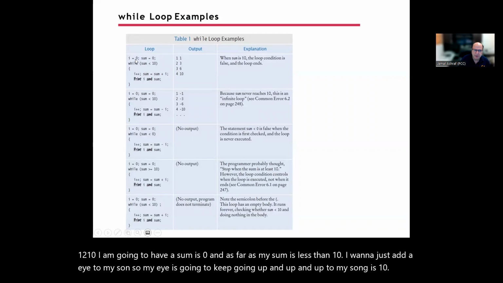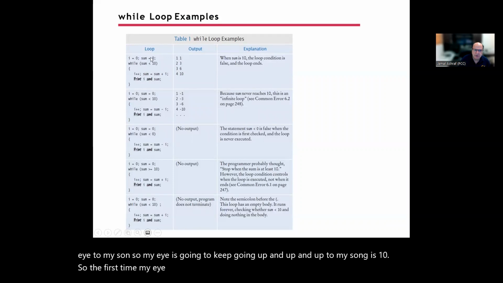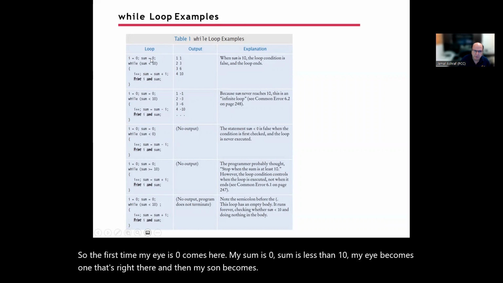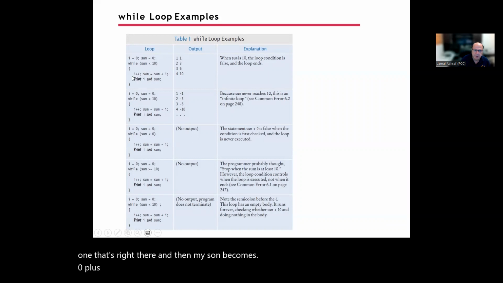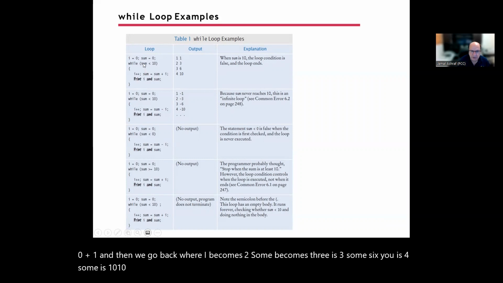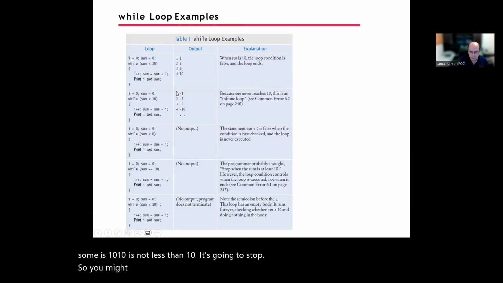So the first time, my I is 0, comes here, my sum is 0, sum is less than 10, my I becomes 1, that's right there, and then my sum becomes 1, 0 plus 1. And then we go back, my I becomes 2, sum becomes 3, I is 3, sum 6, I is 4, sum is 10, 10 is not less than 10, it's going to stop. So you might want to practice some of these things in your IDE.